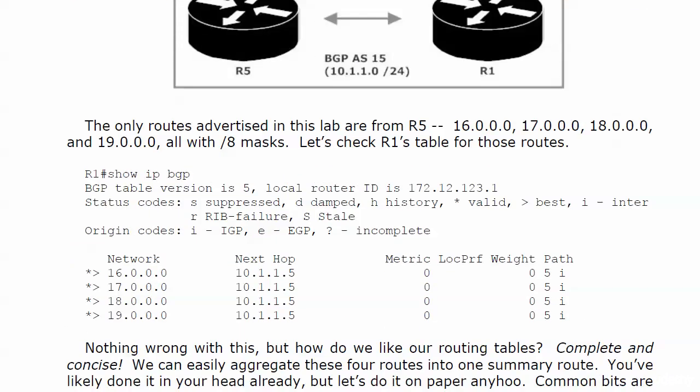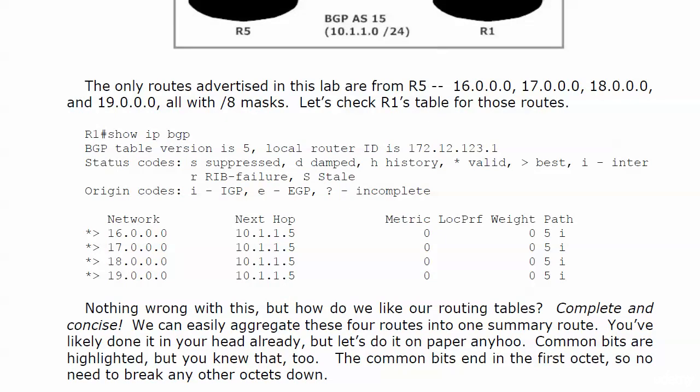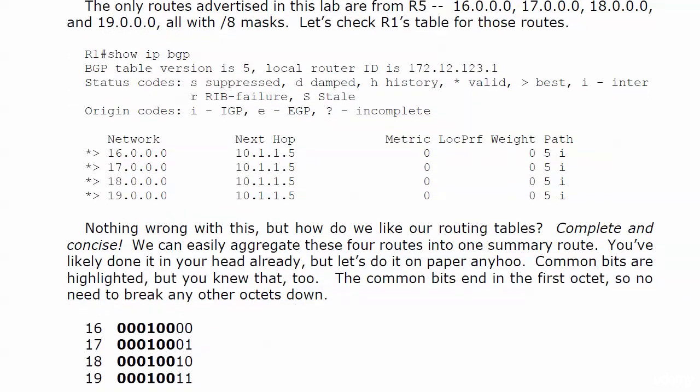You may have already done that in your head. If you have, fantastic. If not, here's a quick review on how we do it. Common bits are highlighted here, and of course on paper you would likely just draw a line where the common bits end. You want to write your routes out in binary, then go from left to right, and when the common bits end, you have your route and your mask. You just have to add some bits up. Now, if we write 16, 17, 18, and 19 out, this is what it looks like.